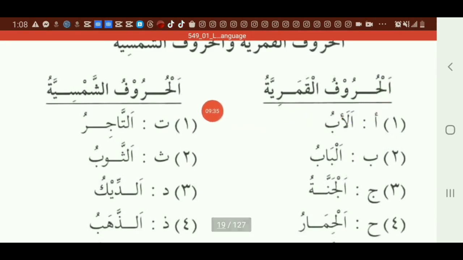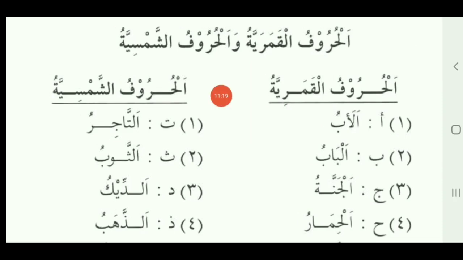So we go to the other category, and here is the second category, the huruf shamsiyya. The letters, when any of these letters come after an alif and lam, the lam will be silent.